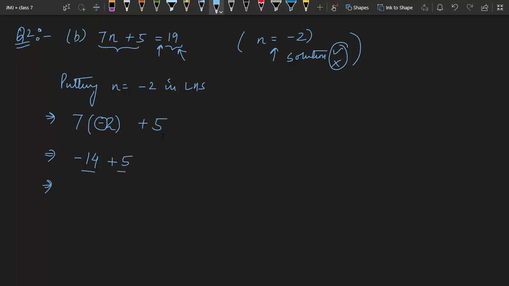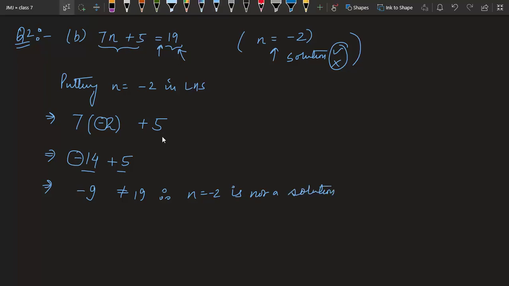Now we have a simple difference of numbers. In this case you can see, 14 minus 5 is how much? Yes, it is 9, but the sign of the larger number will come, as the larger number is negative 14, so hence the answer is minus 9, which is not equal to 19. Therefore you can say n equal to minus 2 is not a solution of this equation.